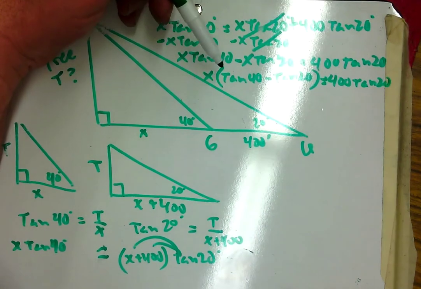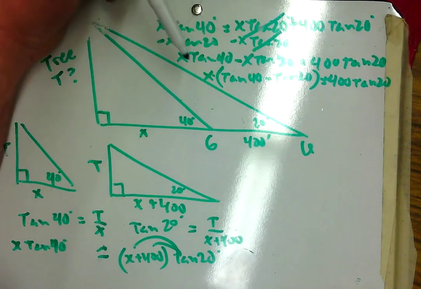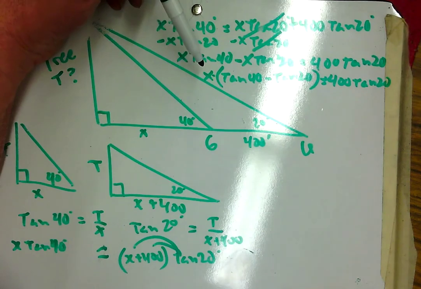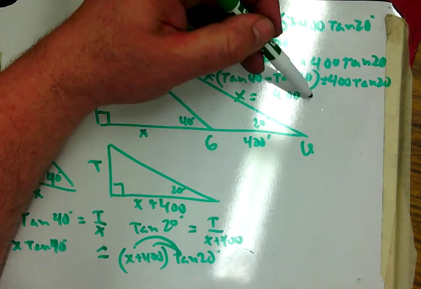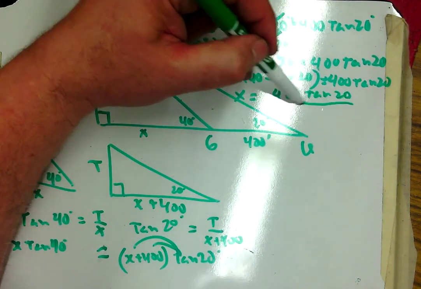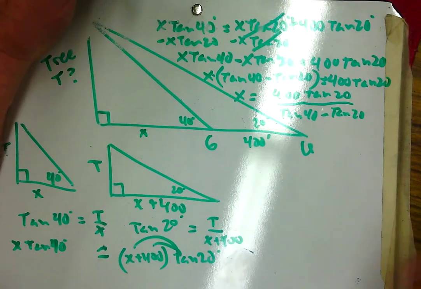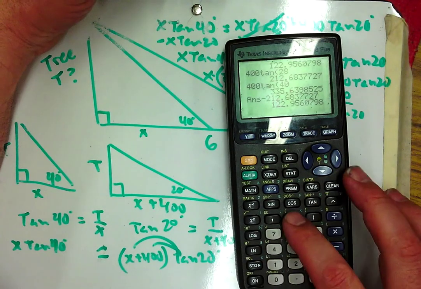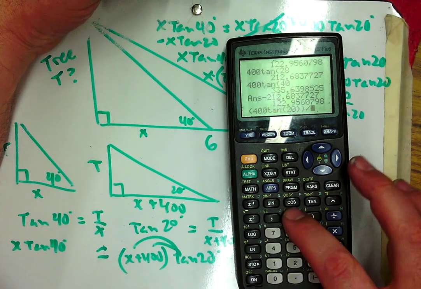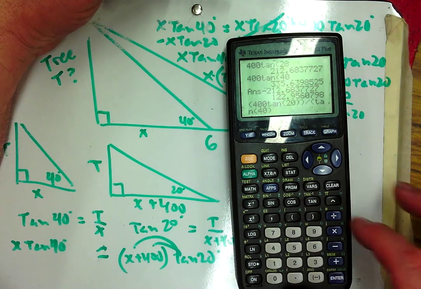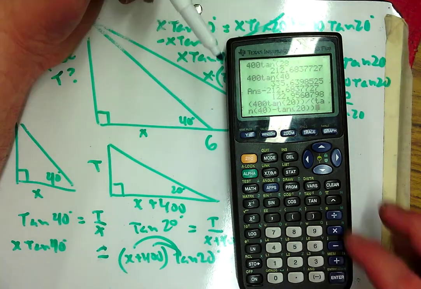Instead, what I want to say is, hey, I'm trying to solve for x. All this stuff is attached to x with multiplication. So I'm going to need to divide both sides by this stuff to get x alone. So x will be equal to 400 tan 20 over tan 40 minus tan 20. Okay, let's see what we get. Remember, everything in the numerator in parentheses, divided by (tan 40) minus (tan 20), with close parentheses for the denominator.